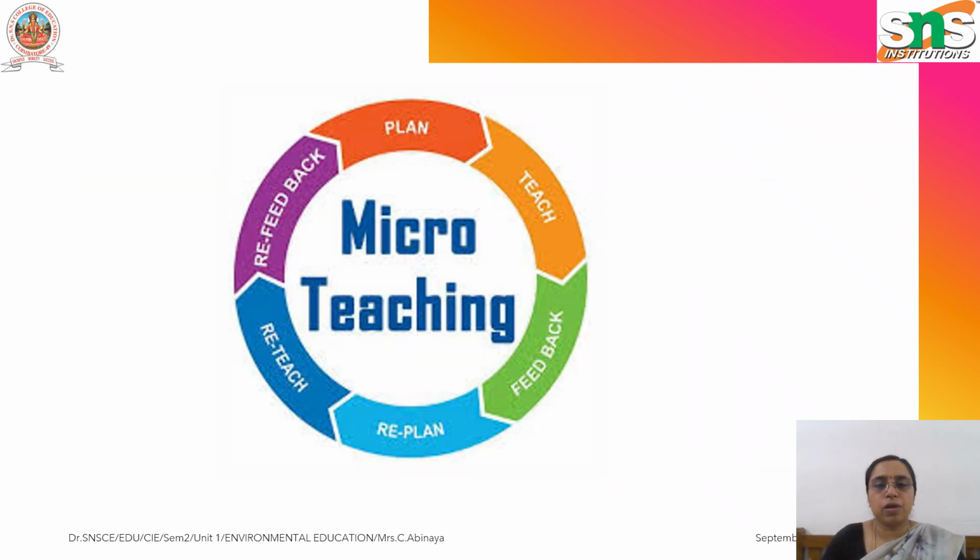Diagram of micro teaching cycle is shown here. Here is a simple diagram of the cycle, that is plan, teach, feedback, replan, reteach and re-feedback. As you can see, it is a loop. The idea is not to do it once but to keep improving with every cycle until the skill is mastered by the teacher trainee.